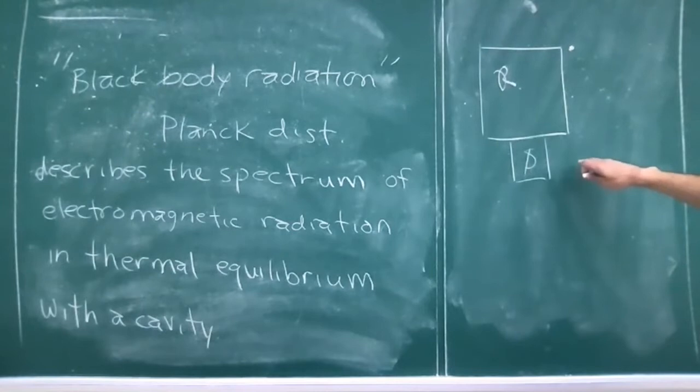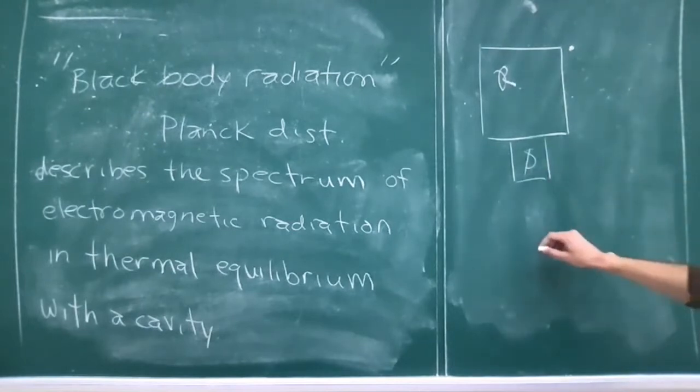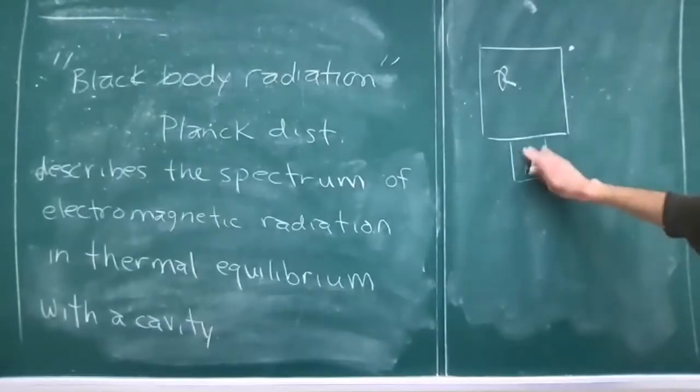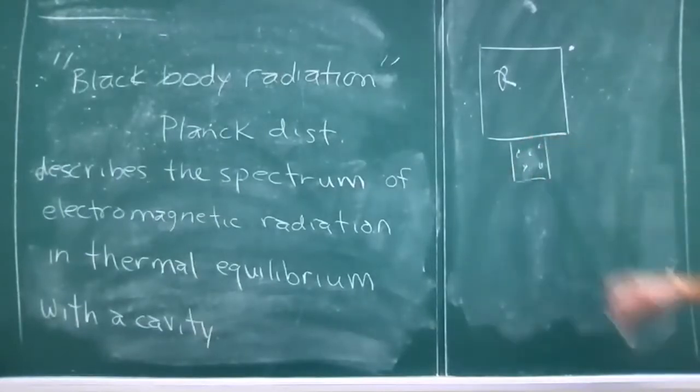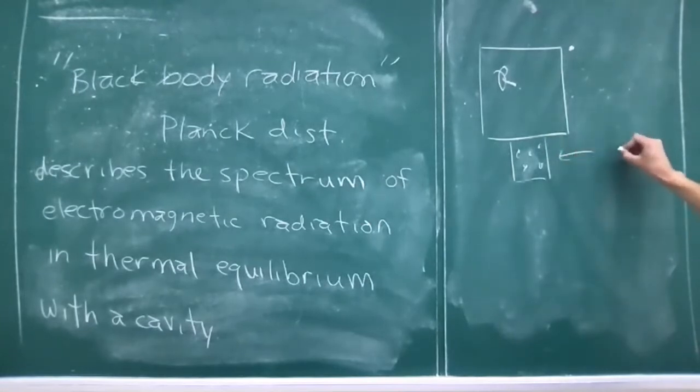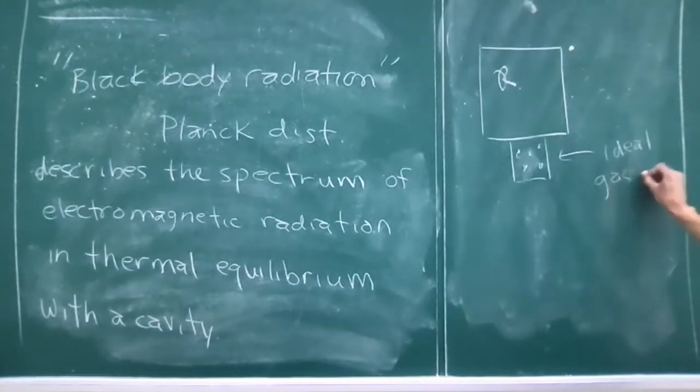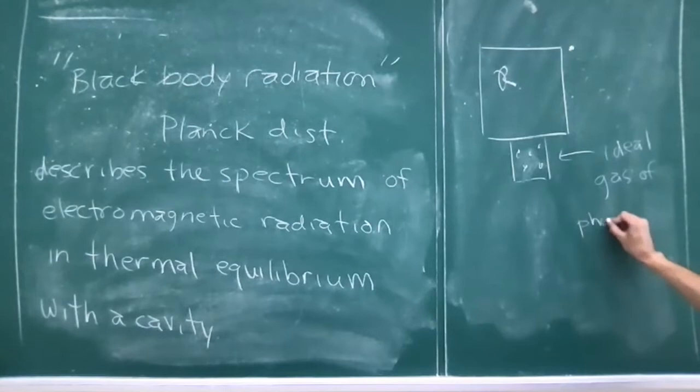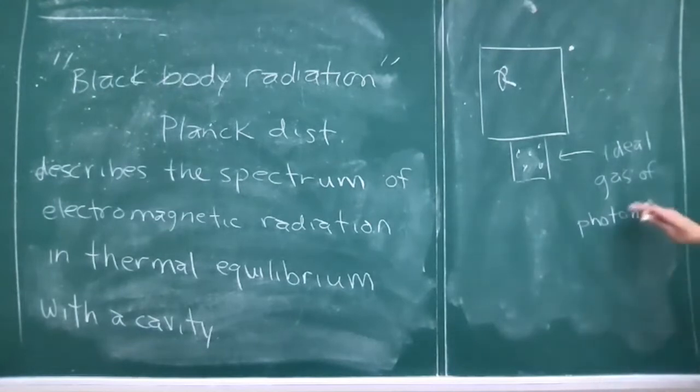So this system is going to be made of, I'm going to draw them over here like dots, an ideal gas of photons. Last time we saw a particle in a box, then many particles in a box, and there was the ideal gas. There are different kinds of gases, and photons will form their own kind of gas.